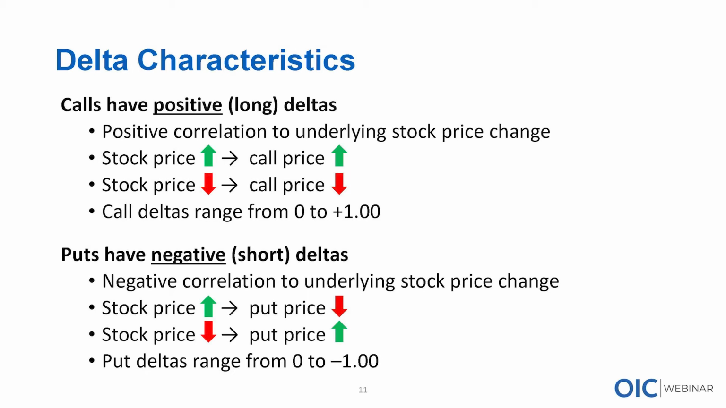Puts are just the opposite. So if you're long puts, you want the stock to go down rather than up, because as the stock goes down, your put price will increase by the amount of your delta, okay? Now, if the stock price goes up, the price of your put will theoretically go down, okay? So once again, calls have long deltas and positive deltas, puts have negative or short deltas.